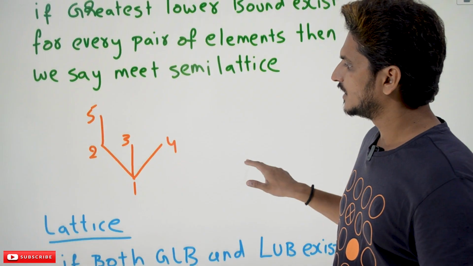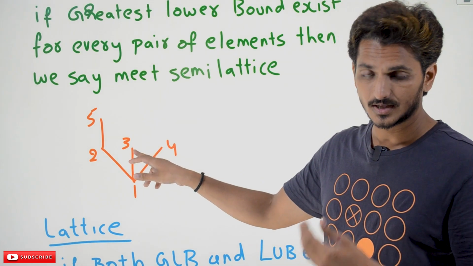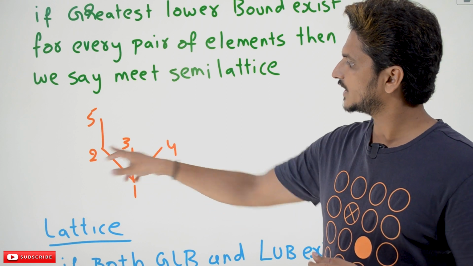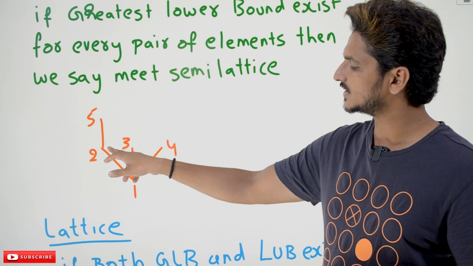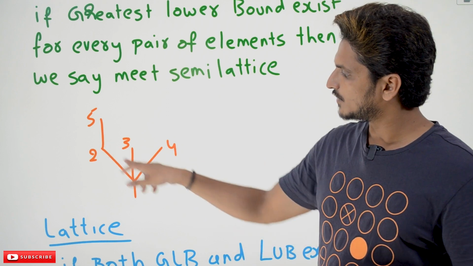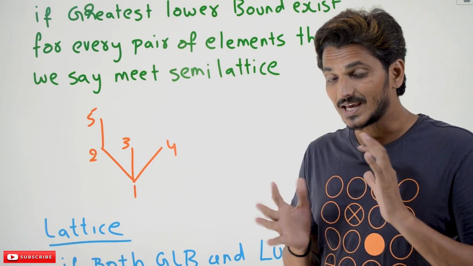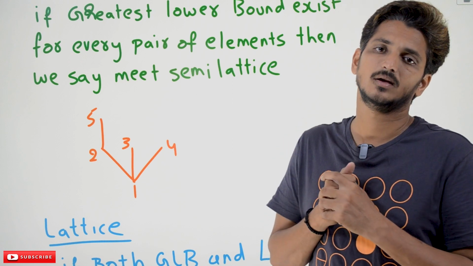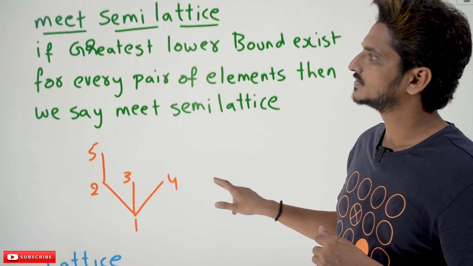Example, you take this diagram. 2, 3. What is the greatest lower bound? 1 is the greatest lower bound. You take 2, 4. 1 is the greatest lower bound. You take 2, 5. What is the greatest lower bound? 2 is the greatest lower bound. You take 1, 2. What is the greatest lower bound? 1 is the greatest lower bound. You take any pair of elements, you have a greatest lower bound. Then we say it is a meet semi-lattice.